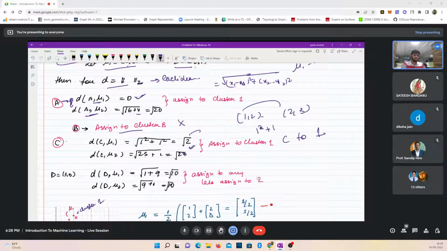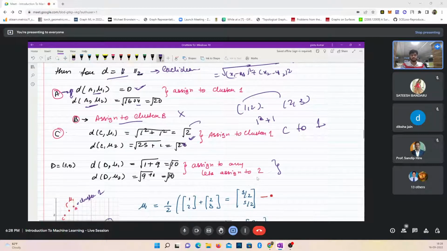Similarly, we assign D to a cluster. Now in D, what we got is from both the points mu1 and mu2, we had the same value of distance, that is 10. So in such kind of situation, you can randomly assign it to one of them. You need not worry much about these kinds of situations. You can simply assign randomly to one of them. So I assigned D to 2 randomly.